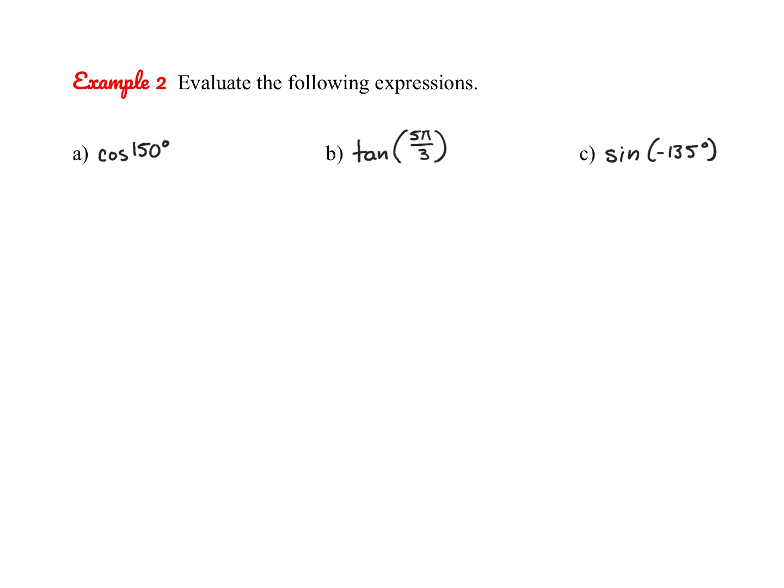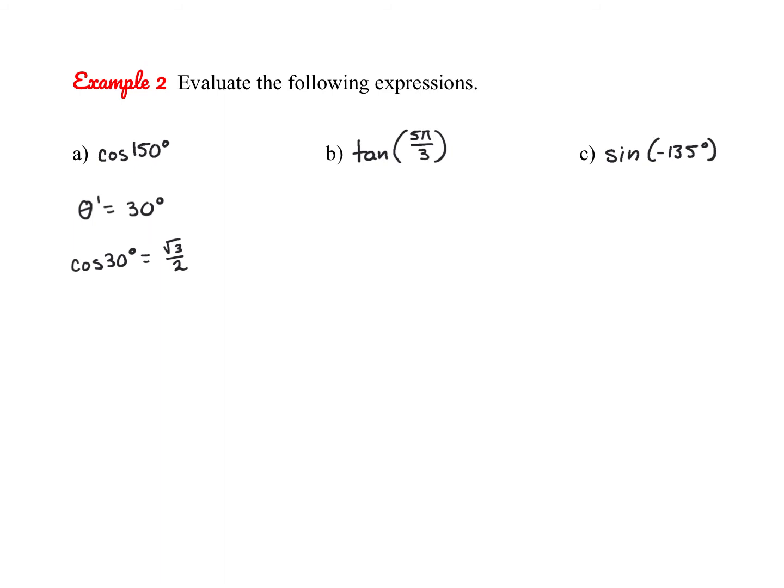All right, so now that we know how to find our reference angle, we can try evaluating some expressions. So when we're evaluating any expression, the first thing I'm going to do, again, is to find the reference angle. So if the angle we're working with is 150 degrees, I know that our reference angle is going to be 30 degrees. So we're actually going to evaluate the cosine of 30 degrees, which would be root 3 over 2.